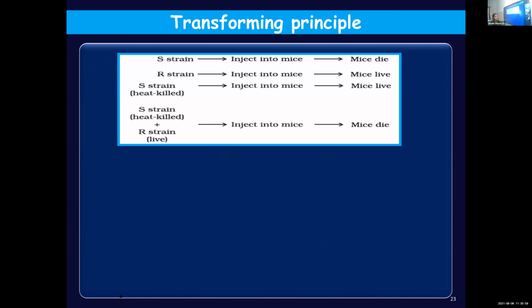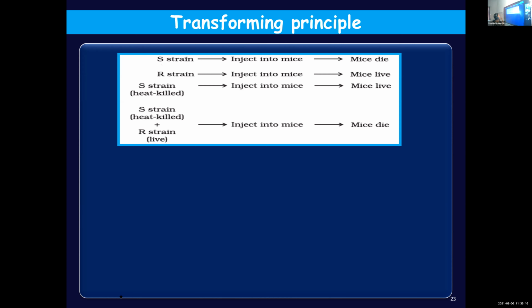And this is how he conducted his experiments. Here in the form of a flow chart, it is represented. He injected S-strain bacteria into mice and he found that the mice died. But when R-strain was injected, mice survived. And again, he tried with heat-killed S-strain, and the mice survived.